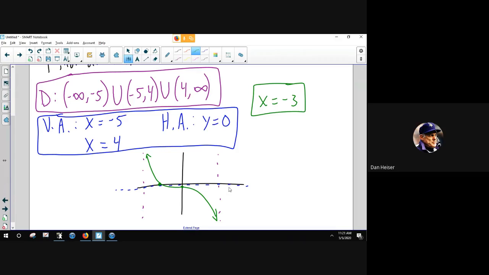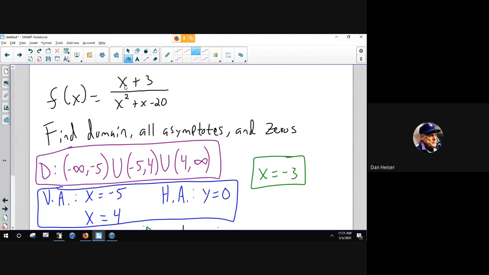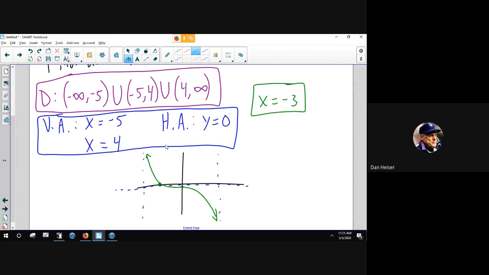Now for the rest of it, I know that in the long run it's going to approach 0. I know this is x equals 4. Let me pick a number bigger than 4. Pick 5. When x is 5, I get 8 over 25 plus 30 minus... 10. 8 over 10. So when x is 5, I get this value right here. So that tells me it's probably going to do something like this. And then here would probably be the mirror image of that, like so.